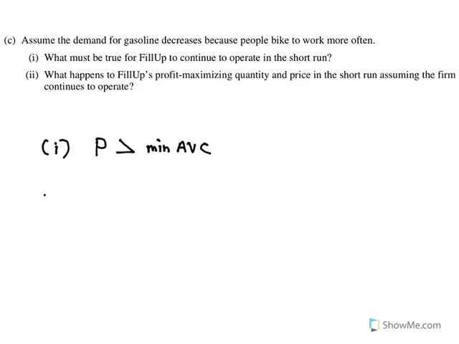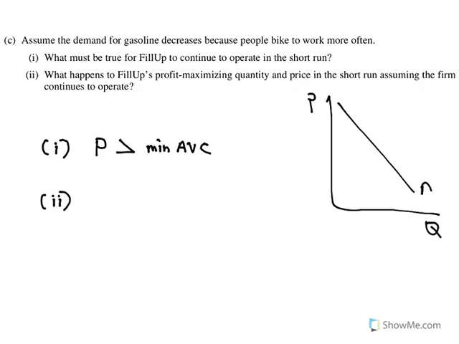And then finally, for C2, and luckily on neither of these did we have to explain, what happens to Phillips' profit maximizing quantity and price in the short run, assuming the firm continues to operate? If you think about a regular supply and demand graph, even though this is for a perfectly competitive market, the graph I'm drawing here works the same way. If demand decreases, then your quantity is going to go down and your price is going to go down. So we're going to say both decrease.